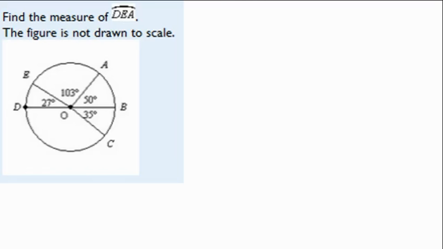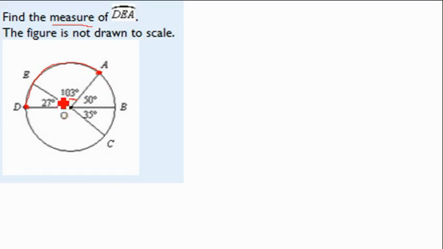Okay, now we're going to find the degree measure of the arc DEA. So that's this arc right here, D through E, all the way to A. And that means the degree measure of an arc is the same as the degree measure of the central angle. So this central angle here.